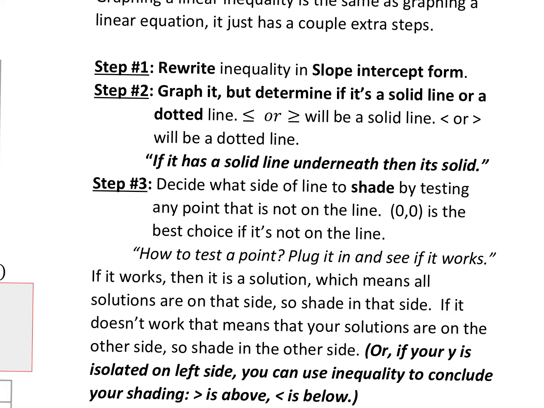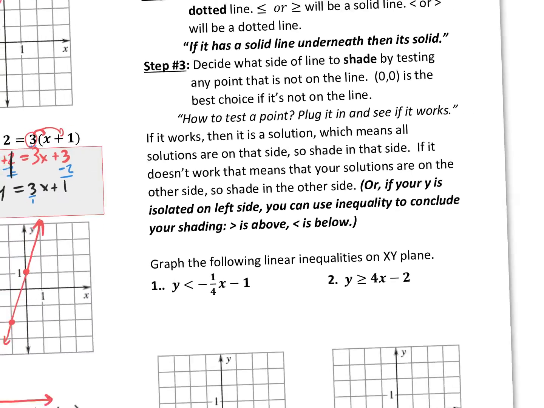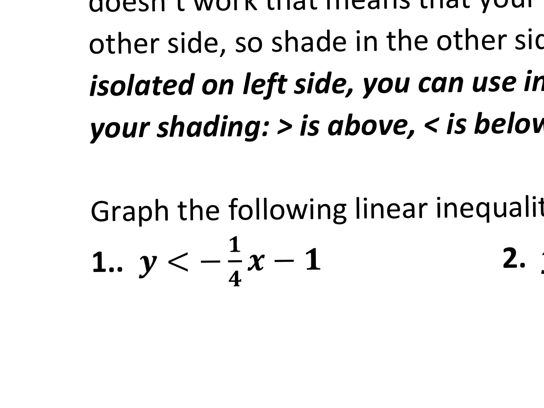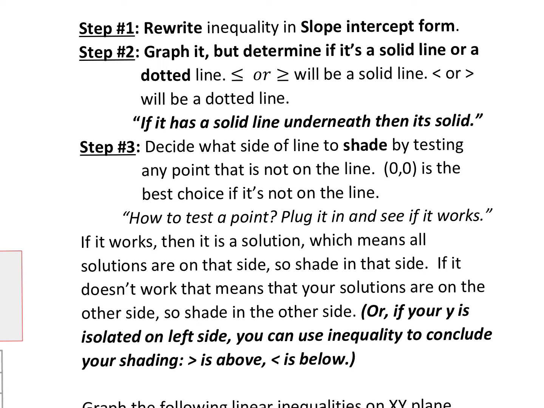Let's do step 1. Let's read it and then actually apply it. Rewrite the inequality in slope-intercept form. So is this inequality in slope-intercept form? Yes, it's y equals mx plus b. I know my b, I know my m, it's ready to graph. It's an inequality instead of an equation. So step 1 is done for us right there. Let's go back to step 2. It says graph it, but determine if it's a solid line or a dotted line. Less than or equal to or greater than or equal to will be a solid line. Just a less than or just a greater than will be a dotted line. Just like before, if it has a solid line underneath it, then it's a solid line. No solid line underneath, it's not going to be a solid line, it's going to be a dotted line.